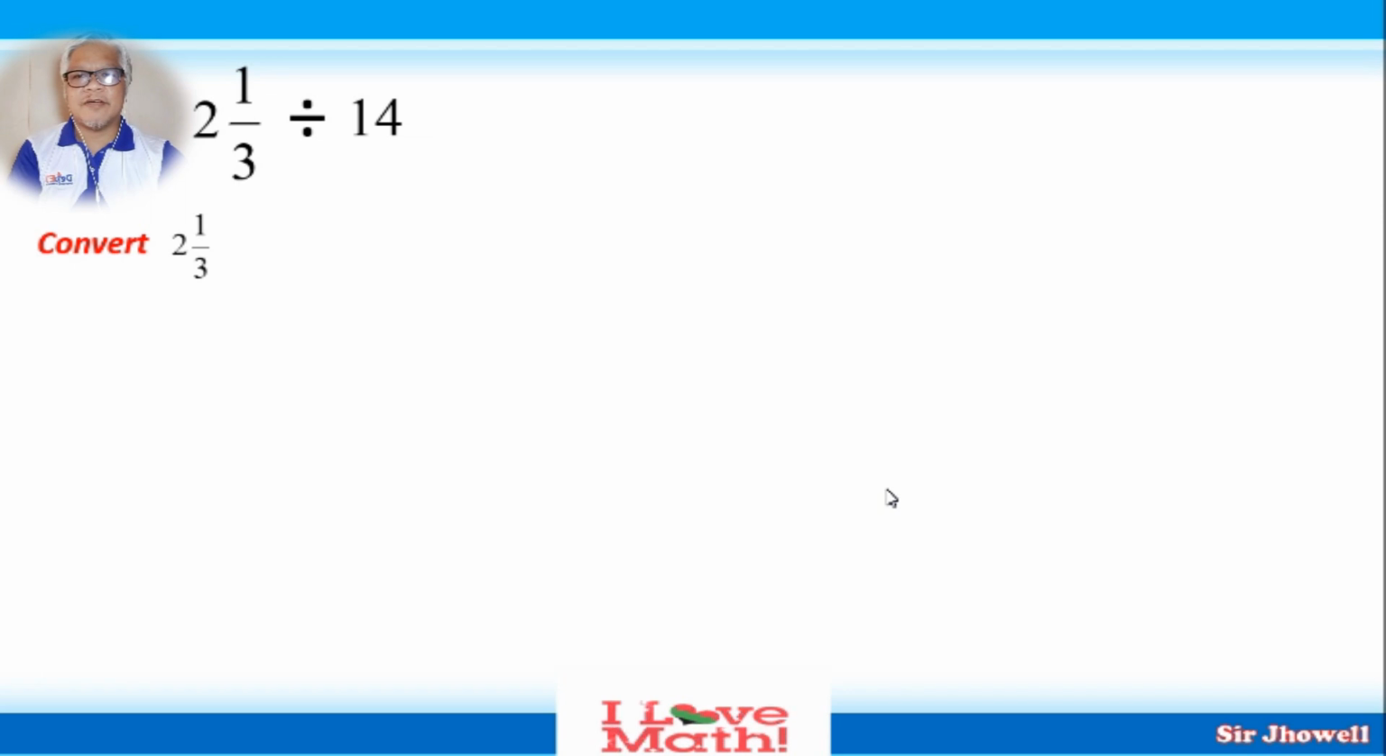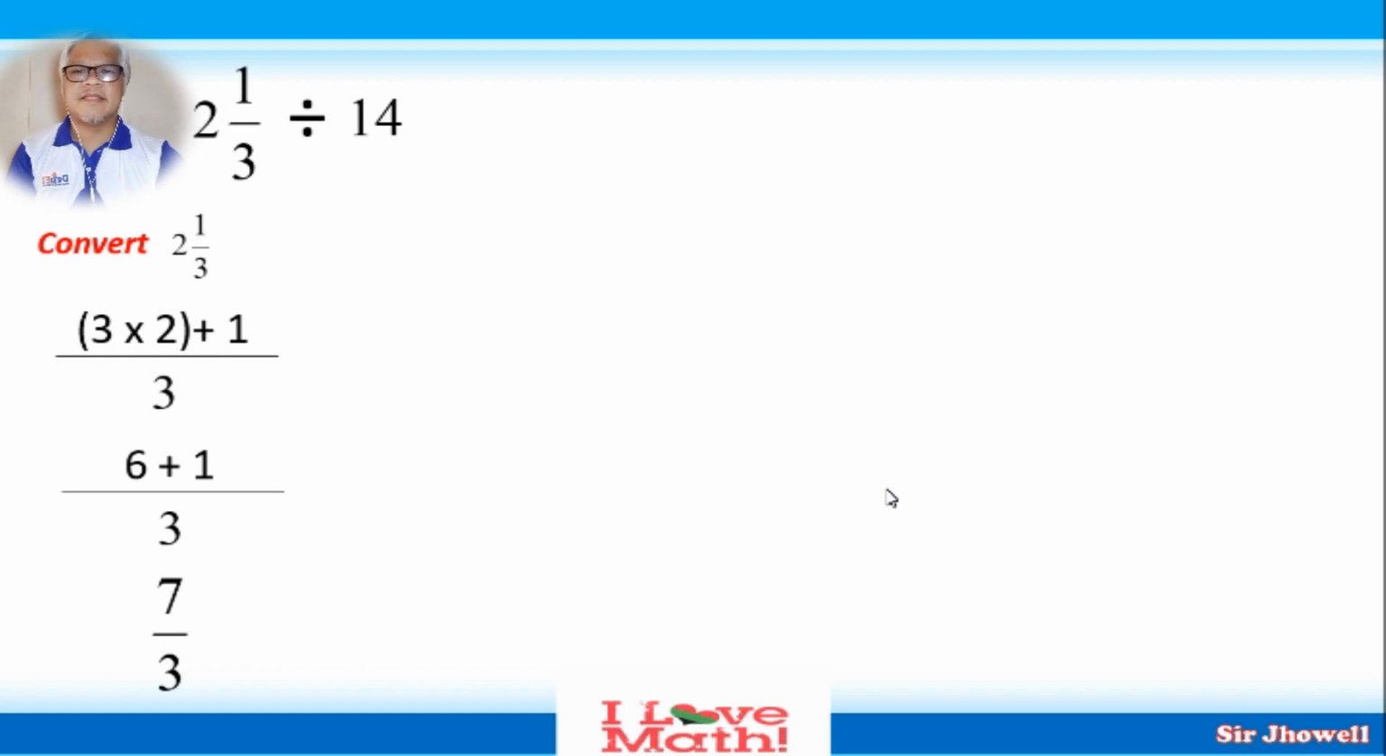So, paano natin gagawin yon? Copy the denominator 3. And then, your denominator times the whole number 2, then plus the numerator 1. Okay? Again, copy the denominator 3. What is 3 times 2? 6 plus 1. So, we have 6 plus 1 here. And then, the final answer is 7 over 3. Now, our new problem, instead of 2 and 1/3, magiging na siyang 7/3 divided by 14 over 1.